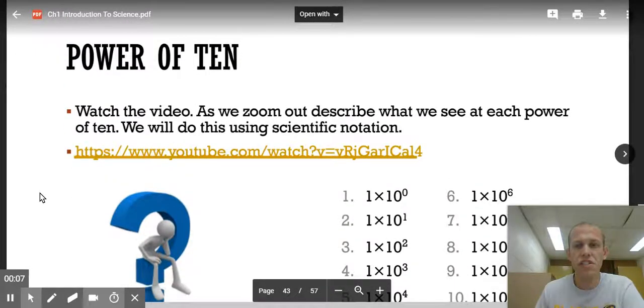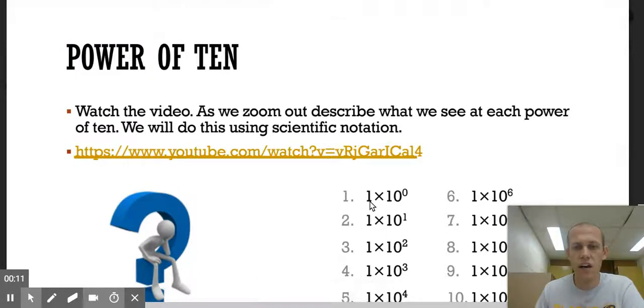Scientific notation deals with powers of 10. So you will see things frequently like this: a number times 10 to some power. And just remember, 10 to that power just means you're taking 10 times itself this many times.